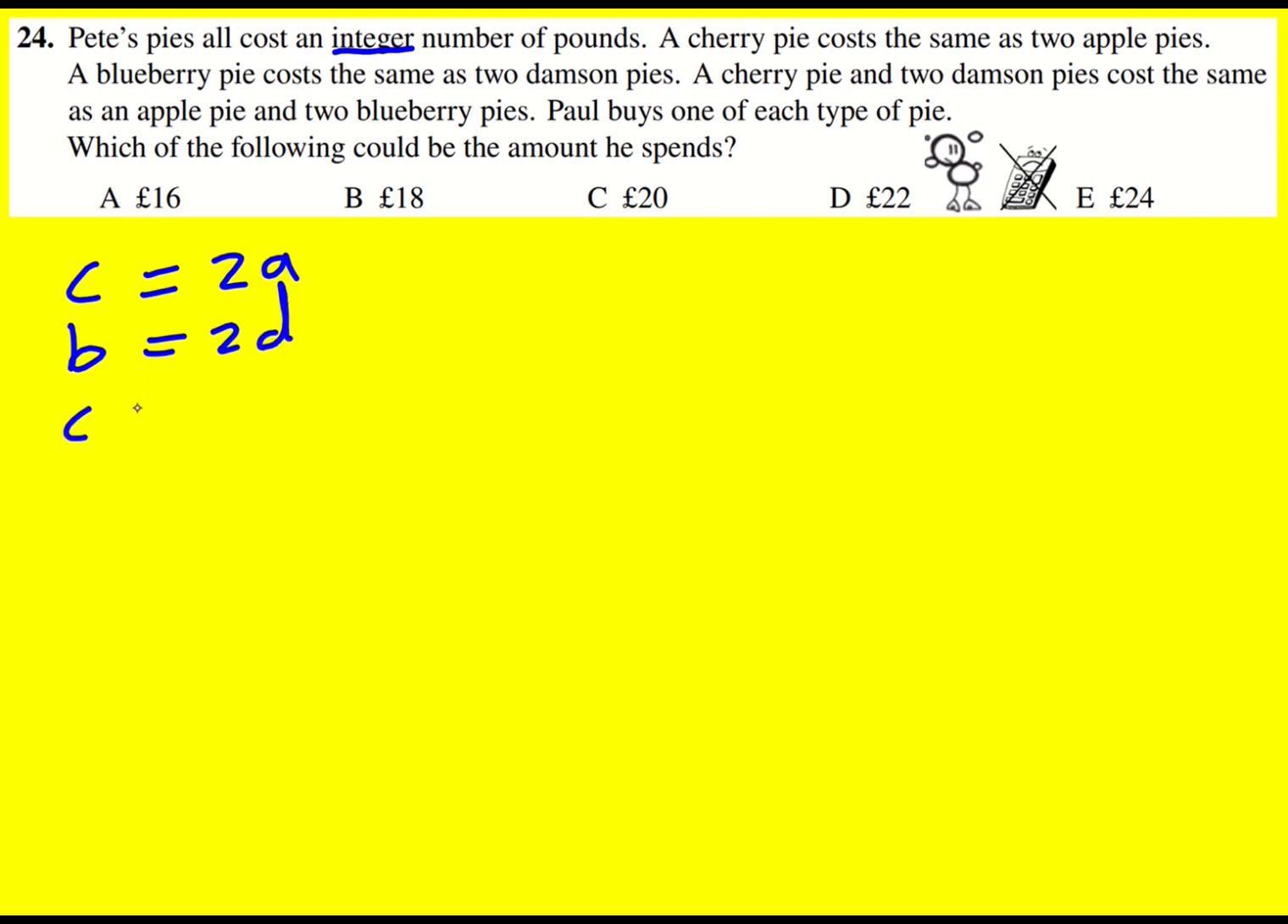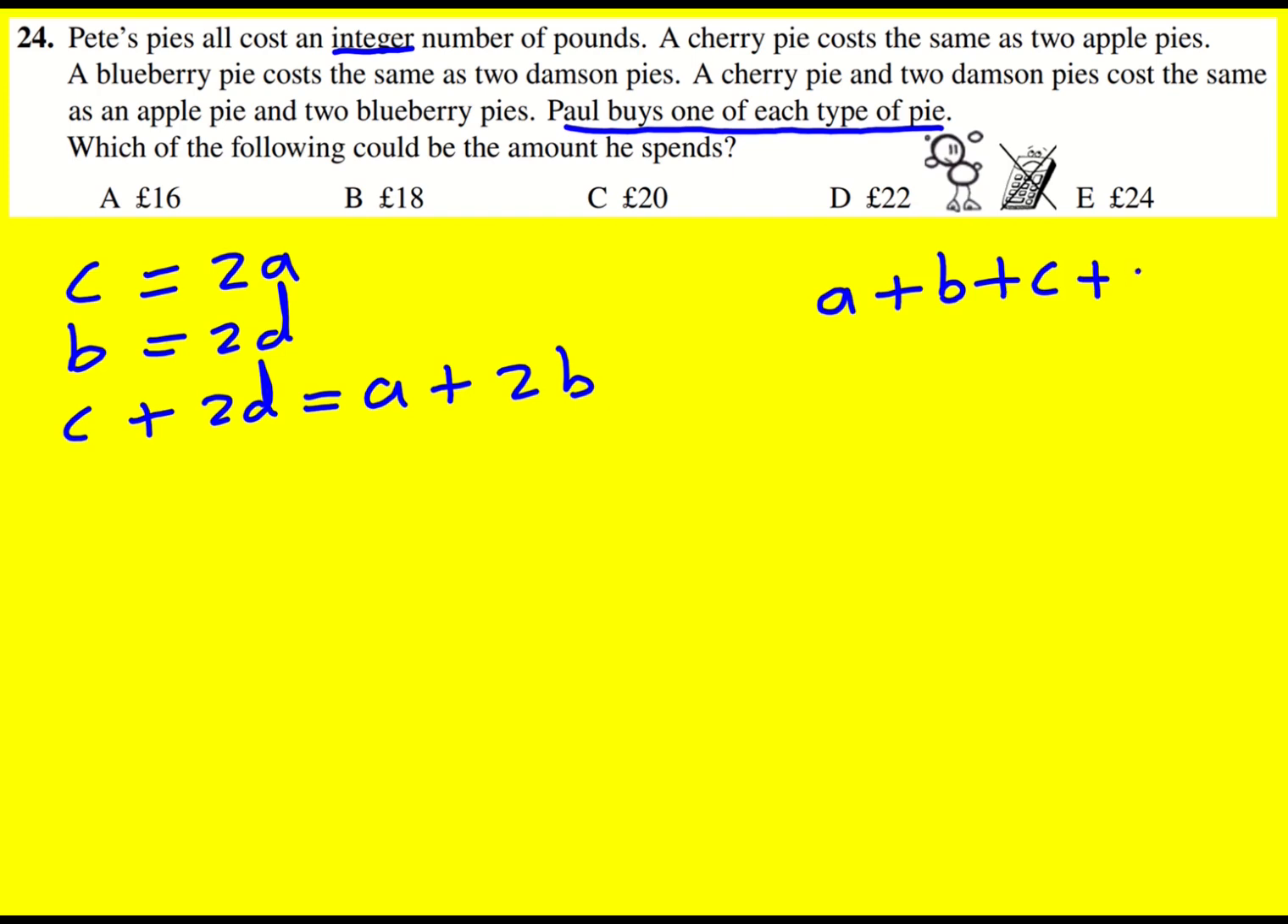And then a cherry pie cost plus the cost of 2 damson pies is the same as the cost of an apple pie and 2 blueberry pies. And I'm interested, like Paul buys one of each type. So what I'm interested in is A plus B plus C plus D and what that could be equal to. There's more than one possible answer, but one of them is going to work here and the rest are not.